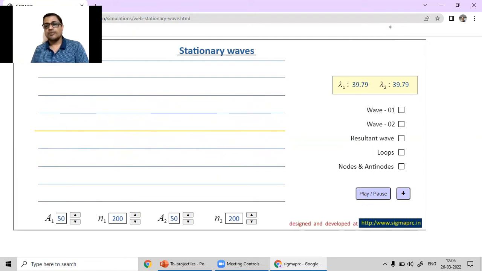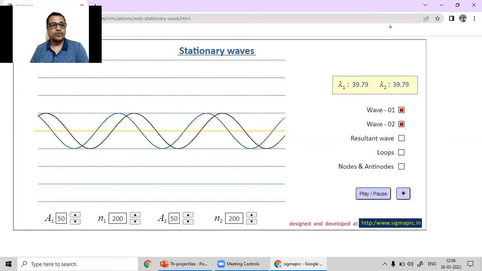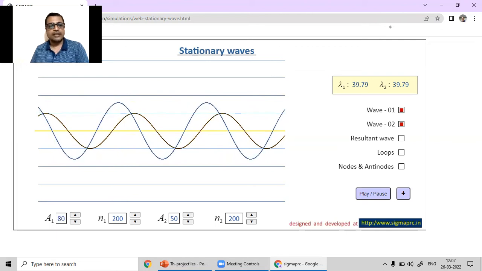Let us see that. I will remove this wave. I will pause the animation. Let us see wave 1 and wave 2. We will increase the amplitude of wave 1. You can clearly see that the blue wave's amplitude is increased. Let us put it at 80. And the other wave's amplitude, let us keep it at half of that, 40.